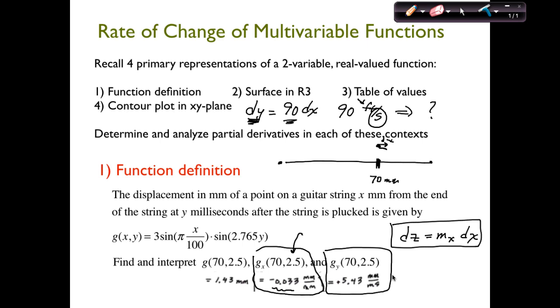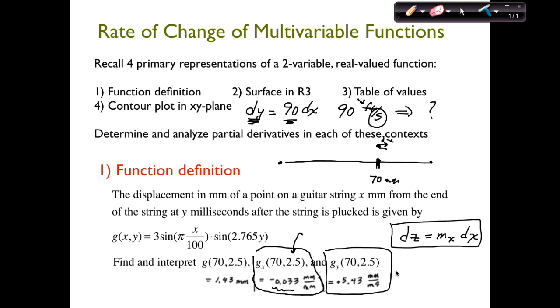Question, please. Something I'm confused about is how you account for both of those rates at the same time. Like, is there something that tells us what happens when both change, if the time goes up by 1 millisecond and the displacement from the point on the string goes up by 1? Yeah, that's next week. We're just starting by isolating them one at a time.